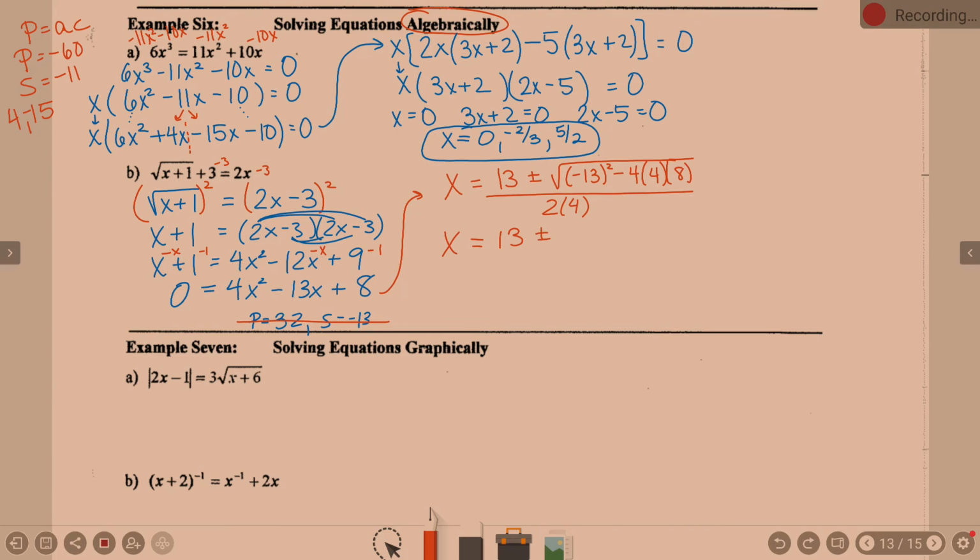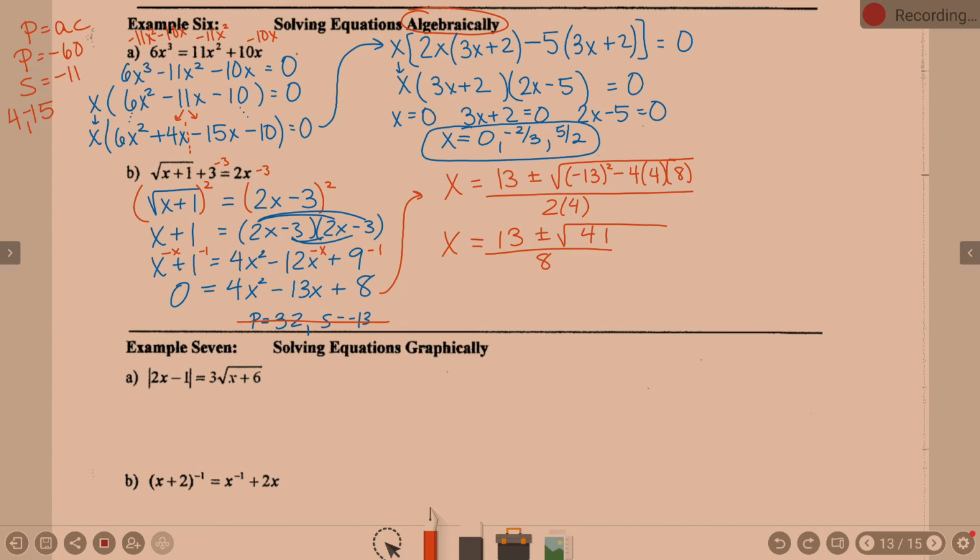13 plus or minus the square root of 169 minus 16 times 8. I have 41 written down on my paper. Yeah. Okay. Now I'm just going off the notes. I didn't plug that into the calculator.